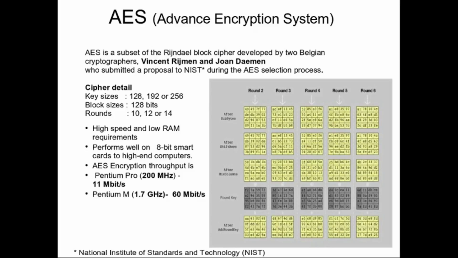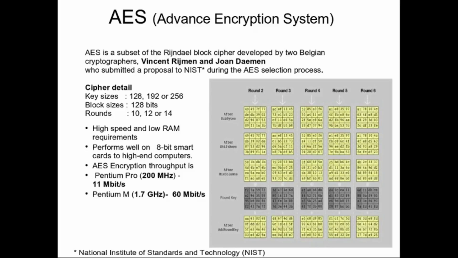Why was it selected? Because it uses low RAM, it has high speed, and performance is good on small computers like 8-bit smart cards and on high-end computers as well. We can get up to 60 megabits per second throughput on a 1.7 gigahertz Pentium. So this is the encryption system we are mostly using in our current cryptography.